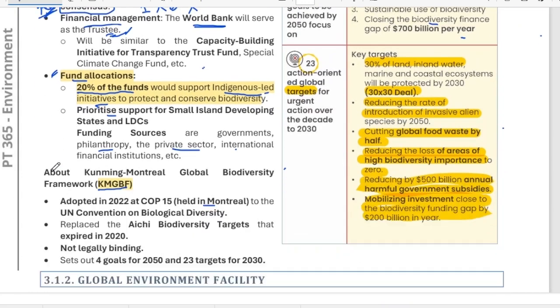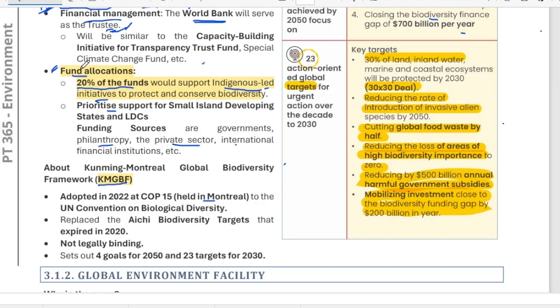Okay, how will the funds be allocated? The funds will be given for environmental and biodiversity management, but in fund allocation, 20% of the funds will be given for indigenous led initiatives. Okay, so local projects, indigenous and local projects will be given 20% of the fund, so as to have local solutions for biodiversity. Okay, prioritizing the support of small island developing states and least developed countries. Okay, where will the funding come from? It will come from governments, philanthropy, private sector, and financial institutions, etc. This funding will be raised from them.